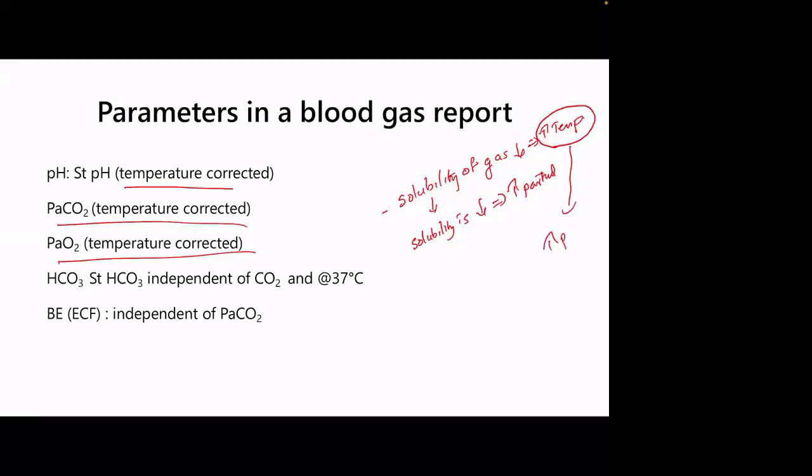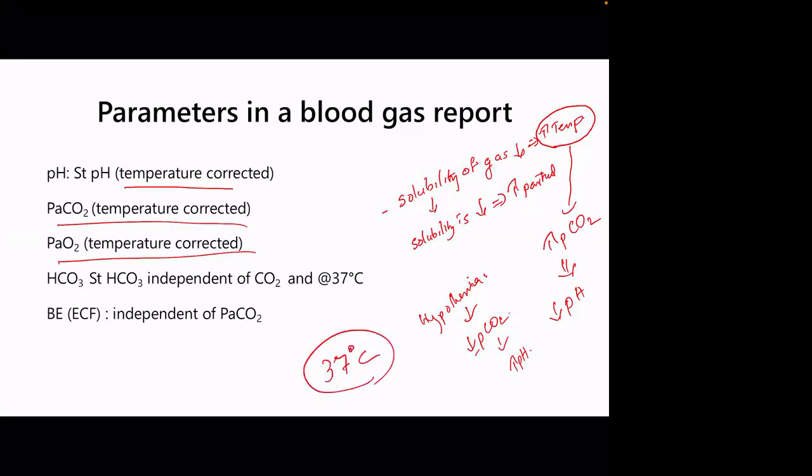So the main concern, or why we are doing temperature correction, is that the sample is pre-warmed to 37 degrees Celsius for measurement in the blood gas analyzer. So if we have taken the sample at 34 degrees Celsius, which is the temperature of the patient, and if we are analyzing that by increasing the temperature up to 37 degrees Celsius, errors are going to happen. Hence, it should be corrected for the temperature.